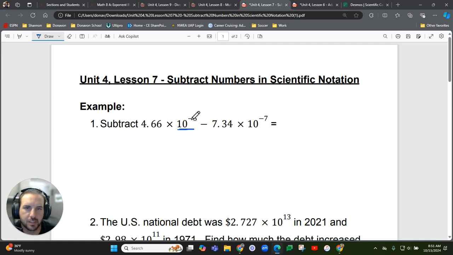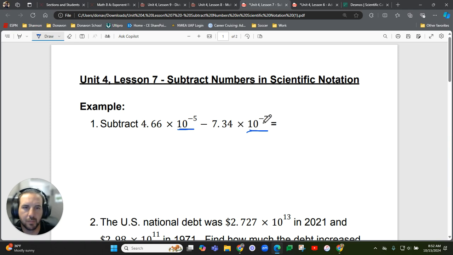So here we have a 10 to the negative fifth. Here we have 10 to the negative seventh. So we have to convert one of them, and we're always going to convert to the larger of the two. In this case, it might seem weird because negative 7 seems larger than negative 5, just because 7 is larger than 5. But in the negative sense, negative 7 is actually smaller than negative 5. So we're going to convert this one.